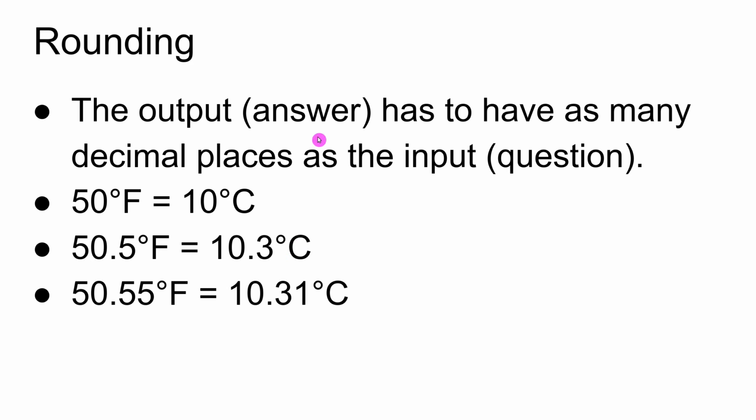If the question said, hey, take 50.55 degrees Fahrenheit and convert it to Celsius, the correct answer would be 10.31. 2 digits, 2 digits. Input, 2 digits. Output, 2 digits.